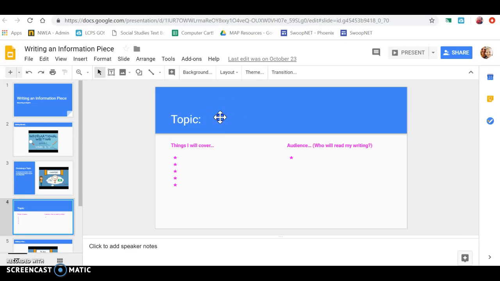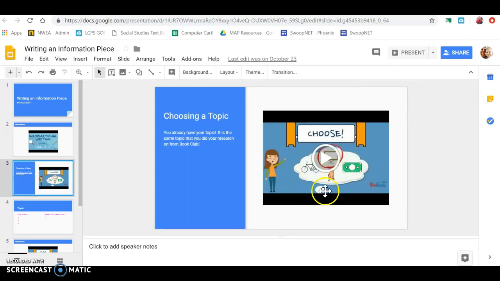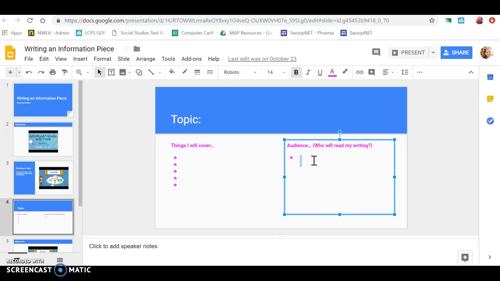So here my students would click in here and type their topic. And then here they are going to be talking about the things that they want to cover. The things that they want to cover were introduced by me in class, and then were also talked about up here in the choosing a topic. In addition, one thing that my class is working on is identifying the audience. So over here, they specifically state who their audience will be.